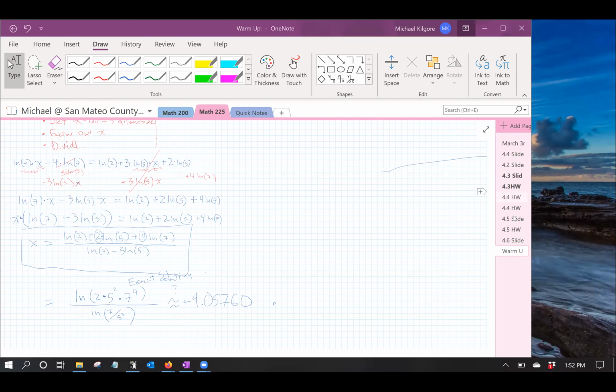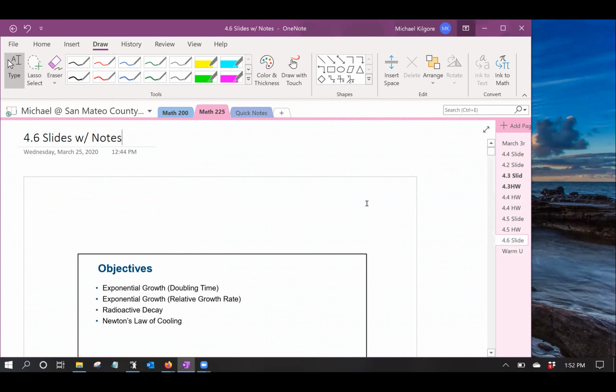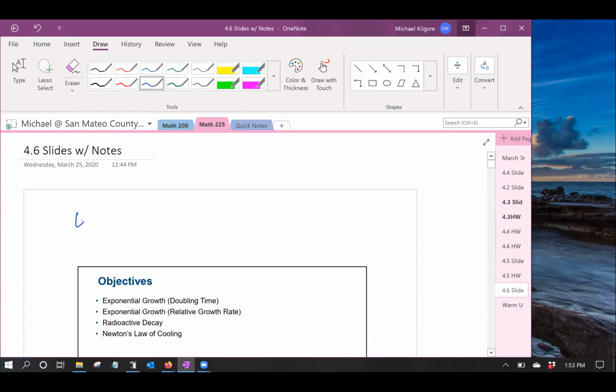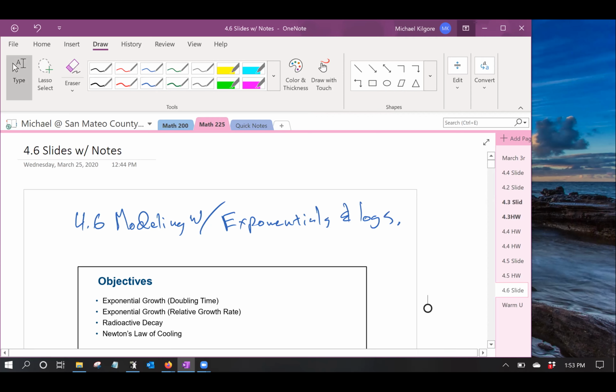All right, now I'd like to transition to talking about what we are going to do with all this stuff. What kind of problems are we actually going to be solving? Modeling with exponentials and logs. So section 4.6 is modeling with exponentials and logs. And I even have a little bit of data from coronavirus in San Mateo County that will relate to this.